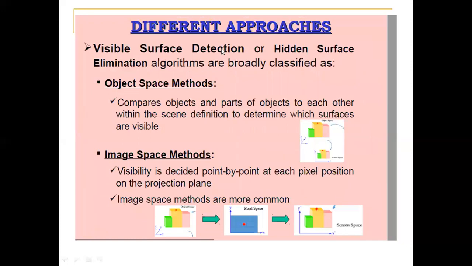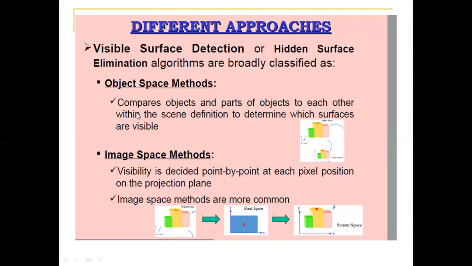So coming to visible surface detection or hidden surface elimination algorithms, they are basically grouped into two types. The first one is object space method, and the second is image space method. So what do you mean by object space method? Under object space method, we are comparing the objects and parts of the objects to each other within the scene definition to determine which surfaces are visible.